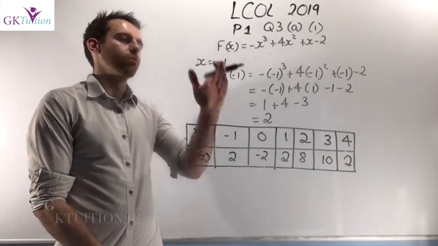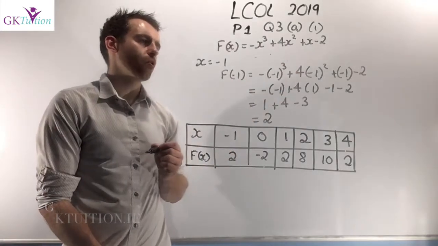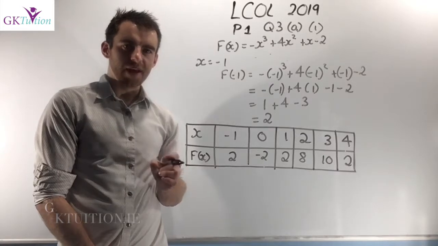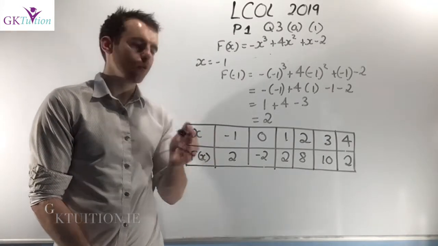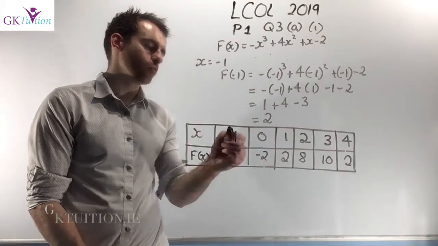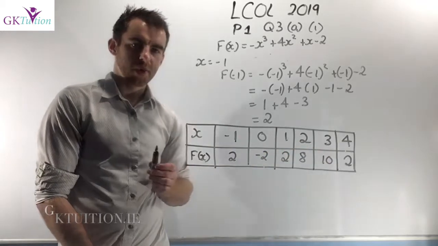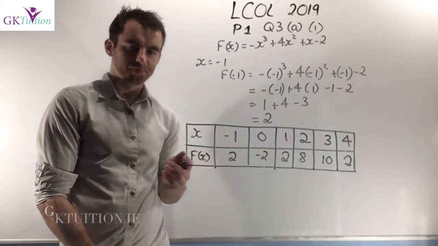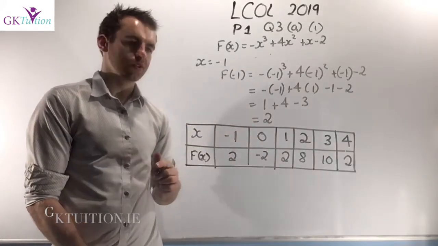In the first part of this question we've been given a function f of x. It's minus x cubed plus 4x squared plus x minus 2. We've been asked to find the values of f in the domain x is between minus 1 and 4. In other words, for all the x values between minus 1 and 4, so minus 1, 0, 1, 2, 3 and 4. And we've been asked to then use these values to plot your points. Now I've just done one of them out and I've given you the rest of the solutions.